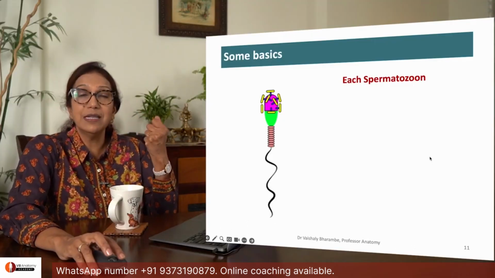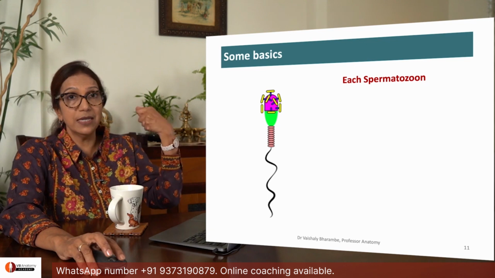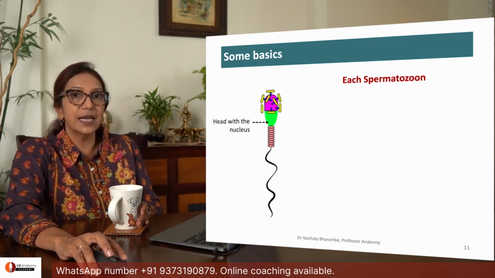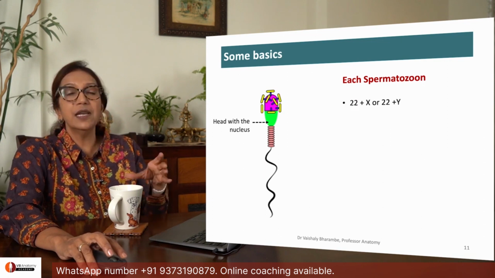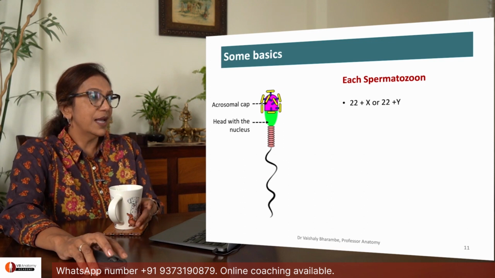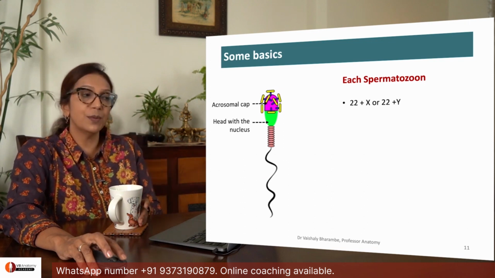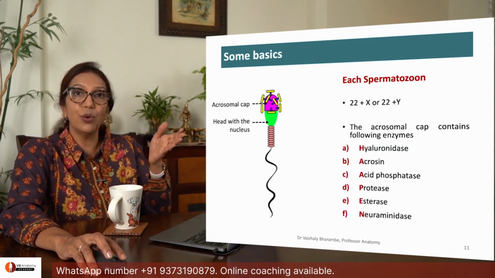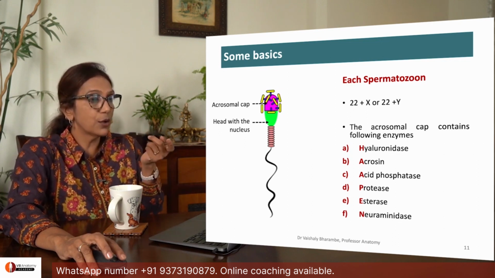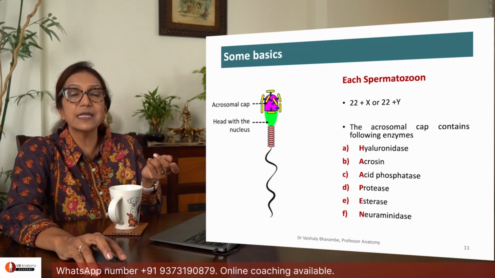Meanwhile, what is the spermatozoon like? What is its power? This is the spermatozoon containing the head, containing 22 plus X or 22 plus Y chromosomes. Its head end is covered by an acrosomal cap containing the following enzymes. Let me read them: hyaluronidase, acrosin, acid phosphatase, etc.